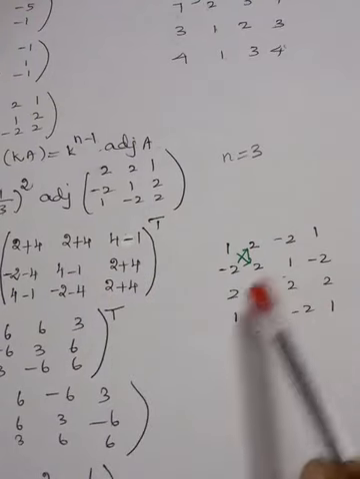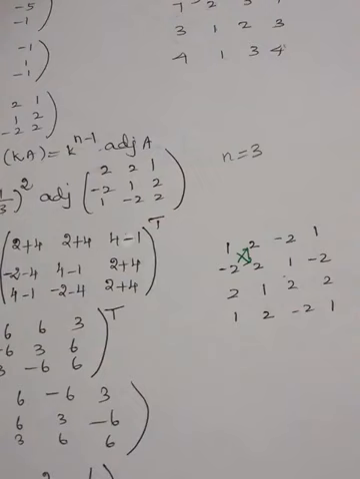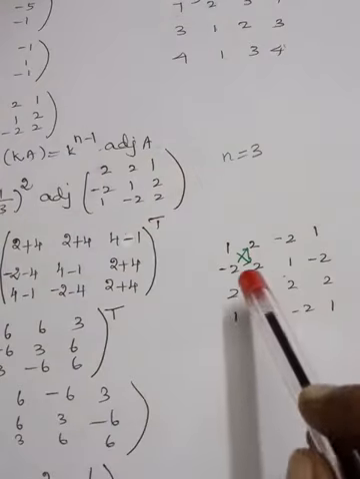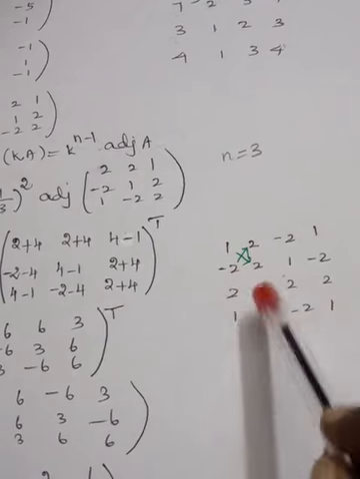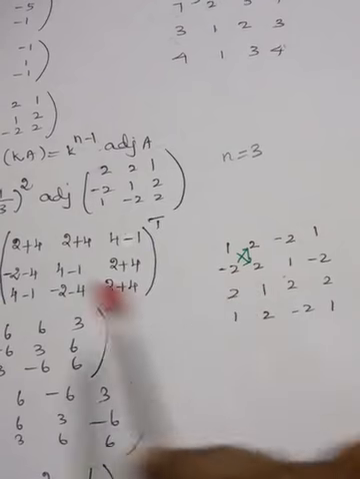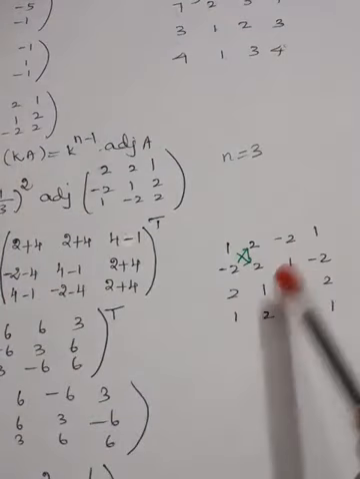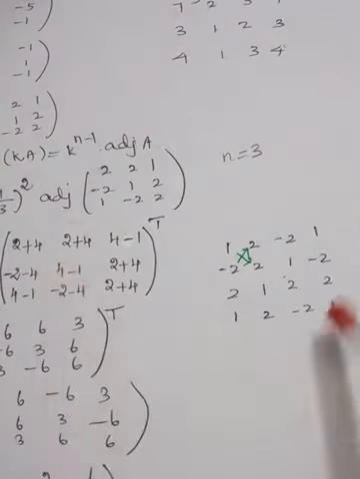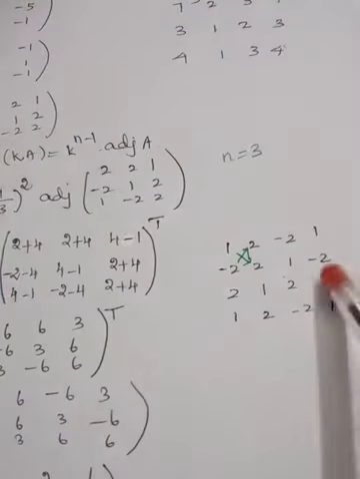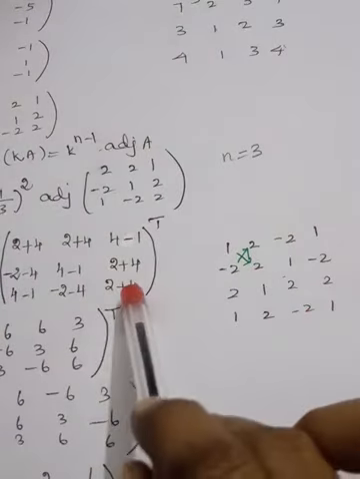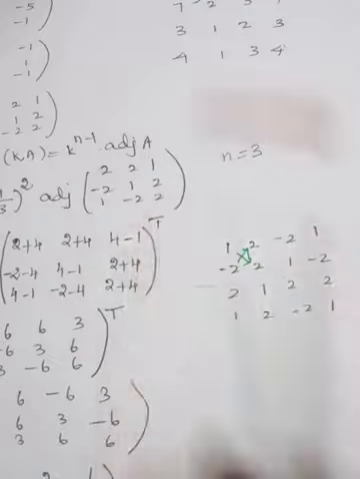Then the third and fourth row. Consider the third and fourth row and find the determinant for each 4 elements. 2 into 2 is 4 minus 1 into 1, so 4 minus 1. 1 into minus 2 is minus 2, 2 into 2 is 4, you will get minus 4. 2 into 1 is 2, 2 into minus 2 is minus 4, here it becomes plus 4. Whole transpose.